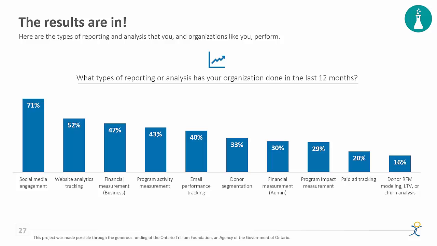52% said they were doing website analytics tracking. This is something where you could be testing whether there are particular pages or content on your website that are visited more frequently than others. Does this traffic convert to donations at a higher rate than traffic on other pages? Answering questions like that. Financial measurement from a business perspective, 47% said they were doing that. So what is the financial health of your organization in the current period versus some previous periods? Determine areas that are over or under budget. You can use data to forecast finances for future periods.